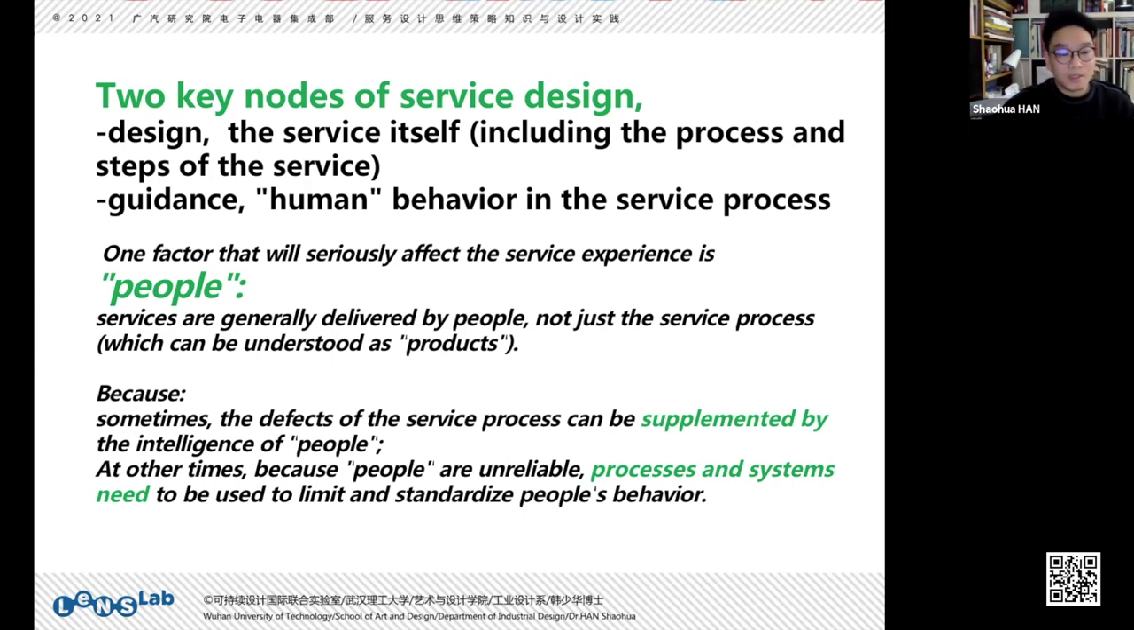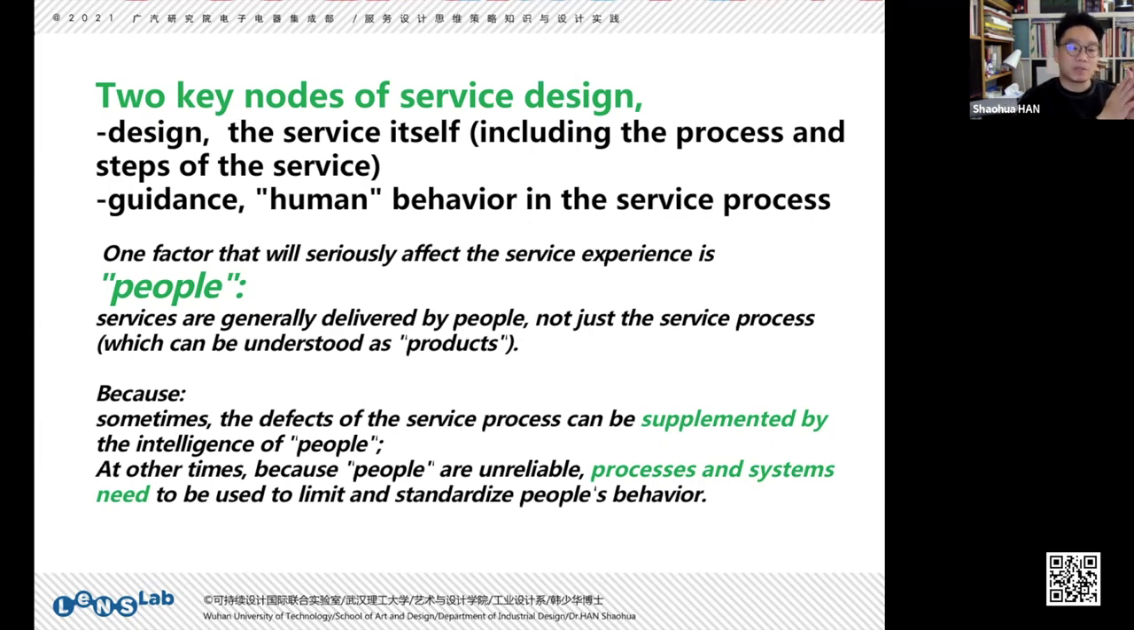So we can see why we say the one factor is the people, because sometimes the defects of the service process can be supplemented by the intelligent design of people, because people are very smart, right? So sometimes people can use their smart thinking to supplement the defects of the service process.